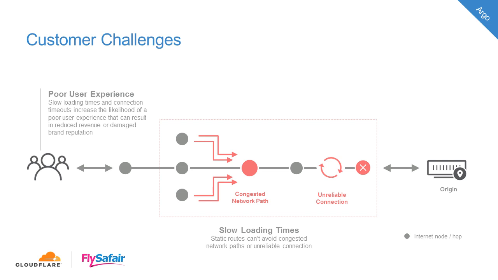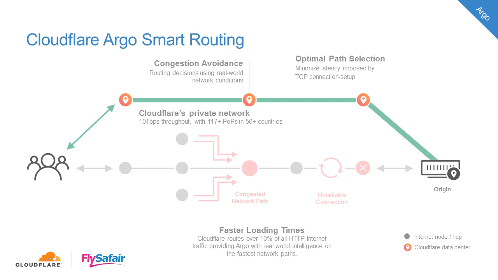In summary, a fast and good user experience is very important, and if the delivery of this type of information is delayed or times out, there is a direct impact on conversion rates, revenues, and brand reputation. The shortcomings of BGP-based internet routing can be overcome with Cloudflare Argo Smart Routing. With Cloudflare's global network, we route about 10% of all global HTTP internet traffic, and this provides Argo with real-world intelligence on the true speed of the network path. Argo's smart routing algorithm uses this intelligence to route traffic across the fastest path available.